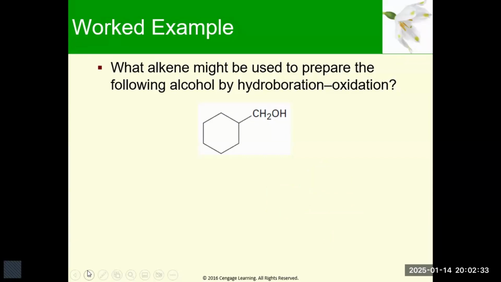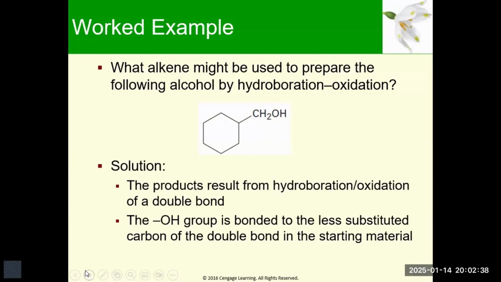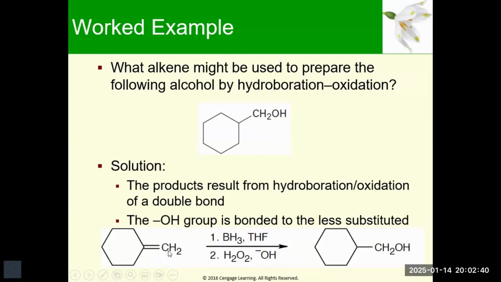So let's look at it from the slides. Okay, as you see, going backwards, the OH is bonded to the less substituted side, or the side that has more hydrogens. Anti-Markovnikov.